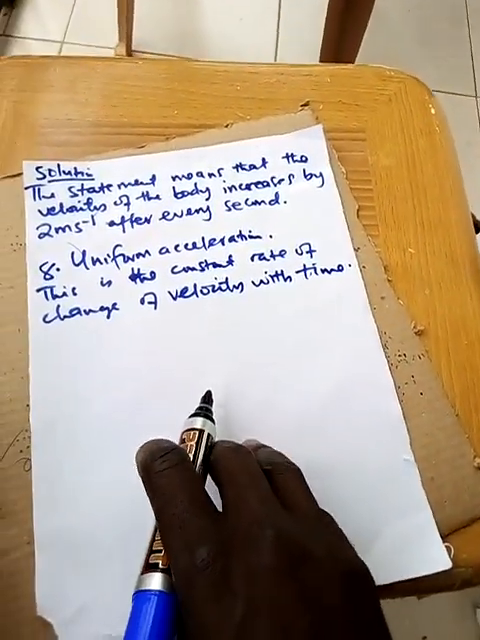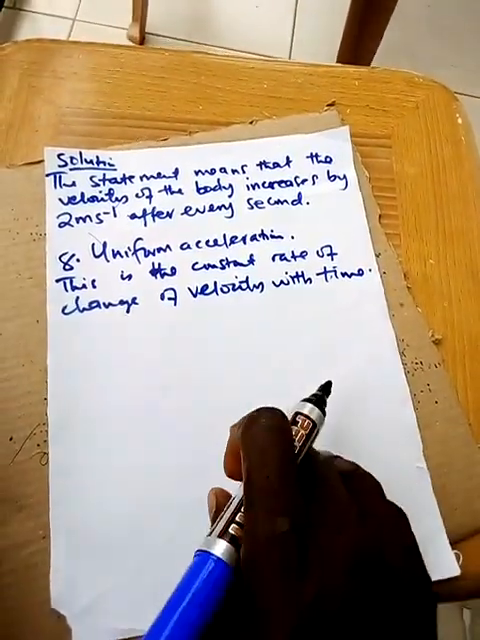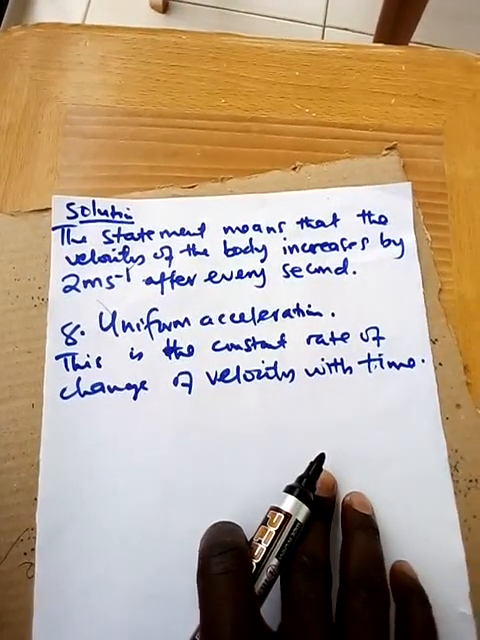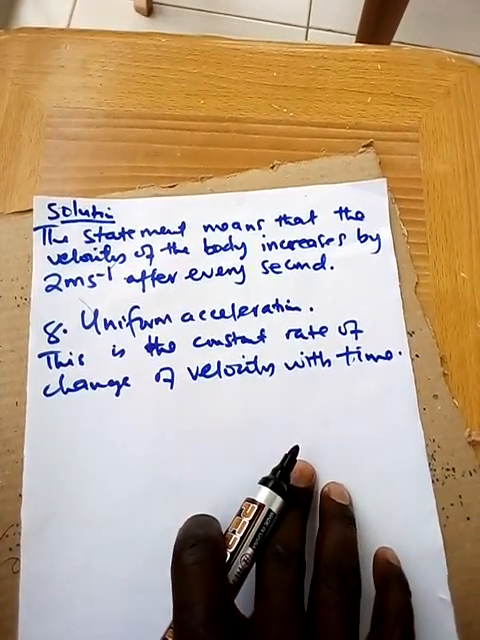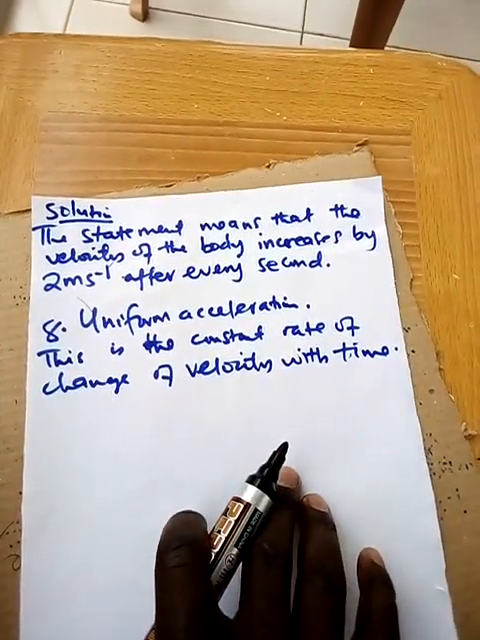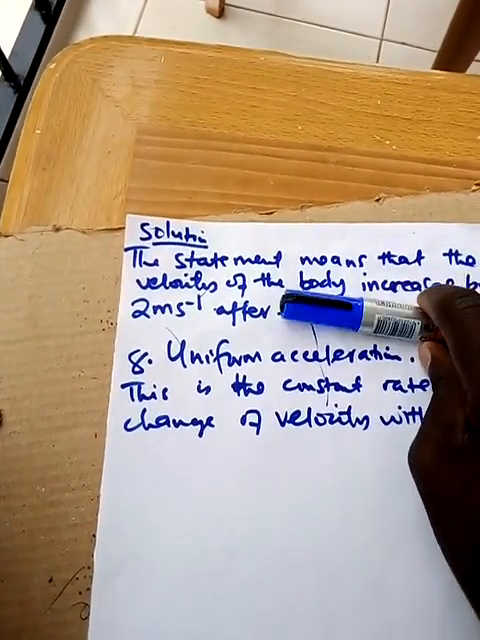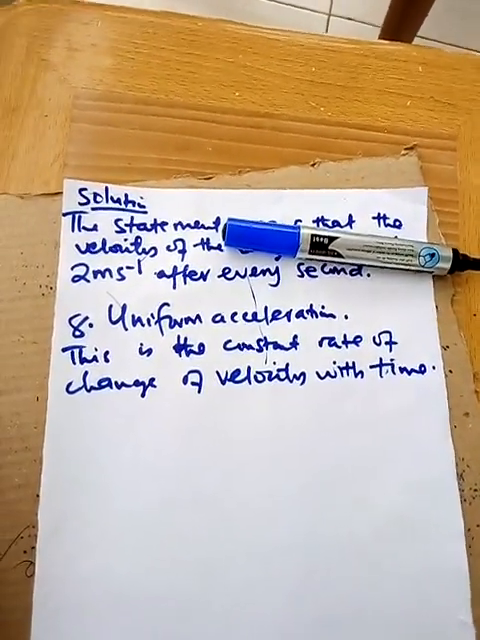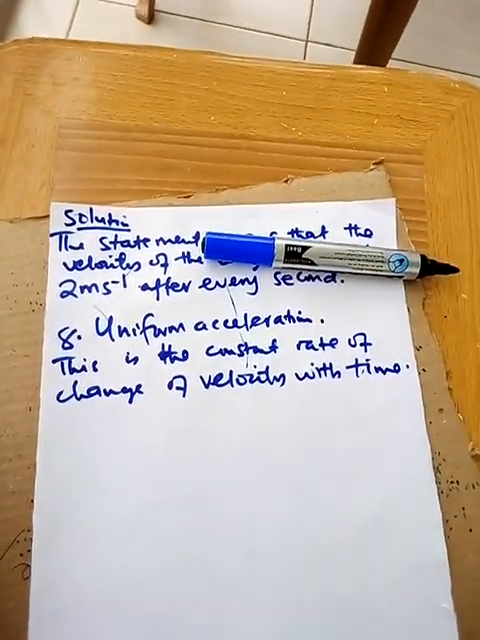So a body is said to move with uniform acceleration if its velocity changes by equal amounts in equal time intervals. Do you remember uniform velocity? So this also brings us to uniform acceleration, by the way. A body is said to be moving with uniform acceleration if its velocity changes by equal amounts in equal time intervals.